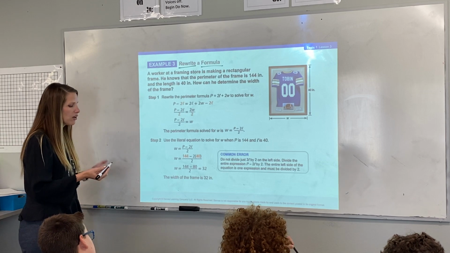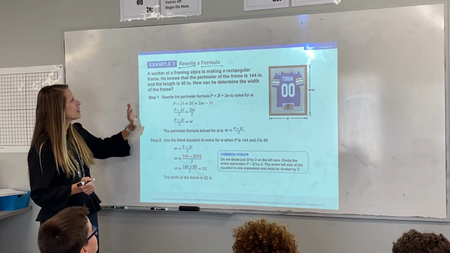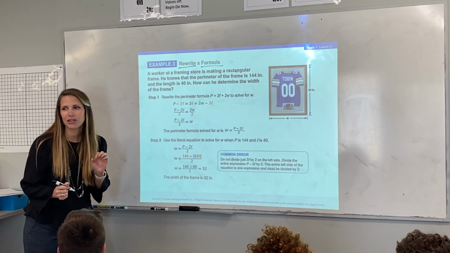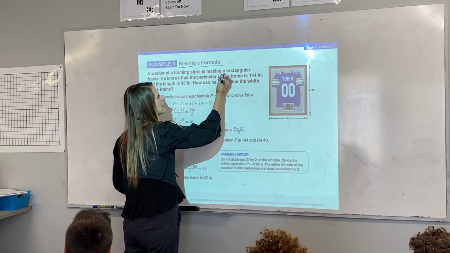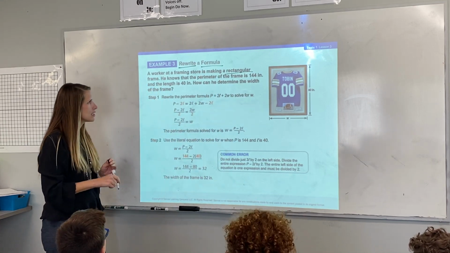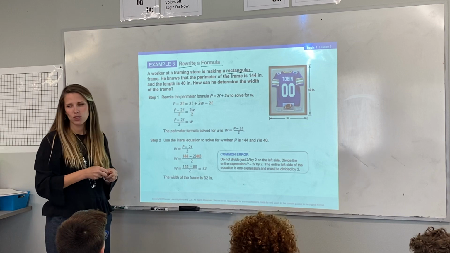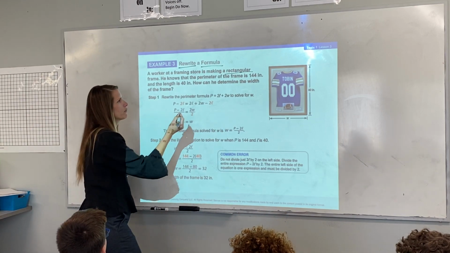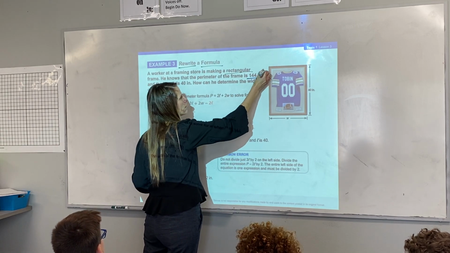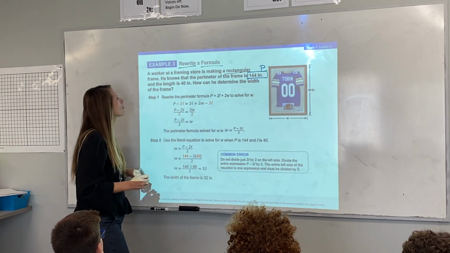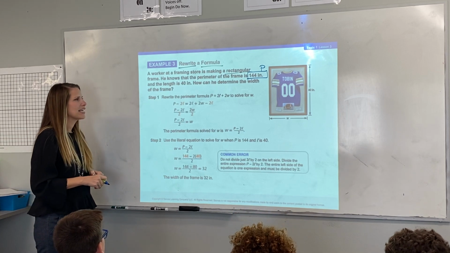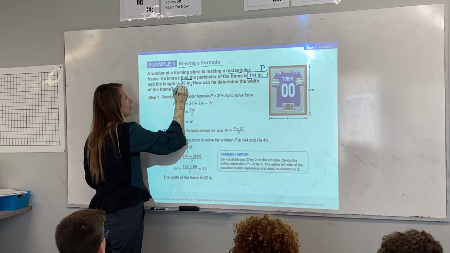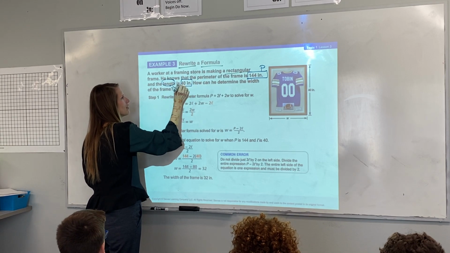All right, so a worker at a framing store is making a rectangular frame. Keyword, right? Rectangular frame. He knows that the perimeter of the frame is 144 inches. That sounds like important information too. 144 inches is the perimeter. And the length is 40 inches. That sounds important too. 40 inches is the length.